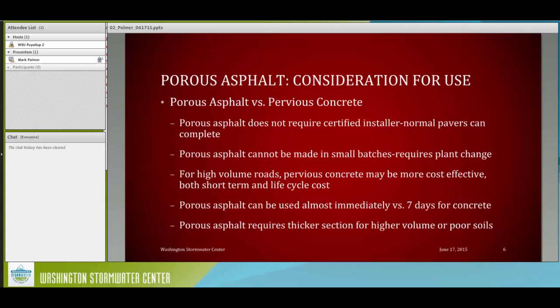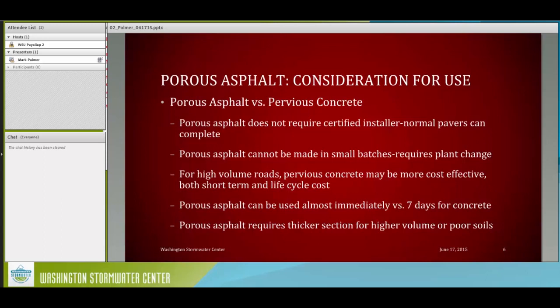Porous asphalt, however, cannot be made in small batches. It requires a large plant changeover. I've been told anywhere between 40 to 80 tons might be a minimum order for porous asphalt in order to get it done. Comparatively, pervious concrete can be done per truckload, per the size that you need it.